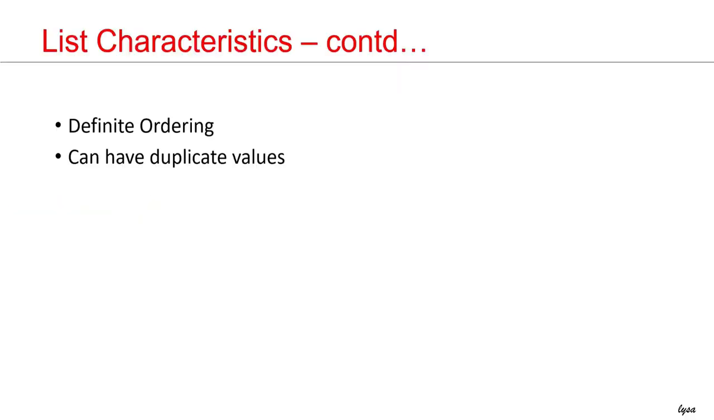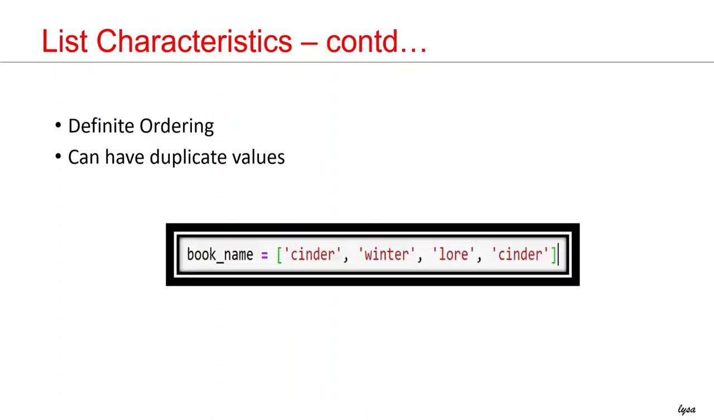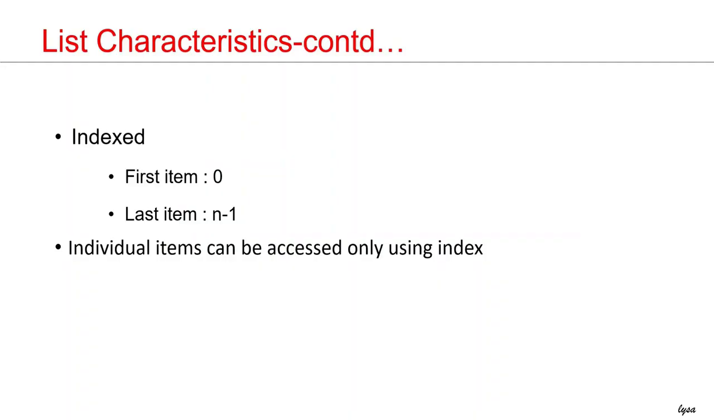The list is such that there has to be a definite ordering. So what do you mean by a definite ordering? Let's look at this example: book name, Cinder, Winter, Lore, and Cinder again. So here it is definite ordering in the sense Cinder is the first item, Winter is the second item, Lore is the third item, and Cinder again is the fourth item. Please note that a list can have duplicates.